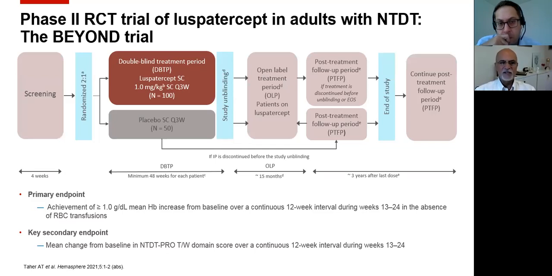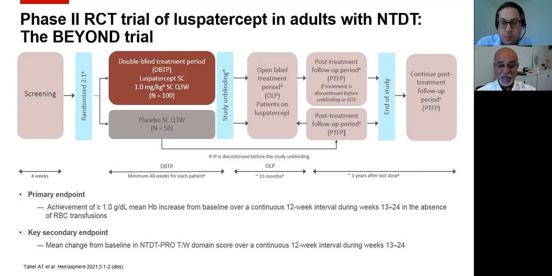But I will highlight here our phase 2 randomized clinical trial of luspatercept in adult patients with NTDT, the BEYOND trial. This was presented in the presidential symposium during the EHA 2021. After screening, these patients were randomized into a luspatercept arm, 1 milligram per kilogram subcutaneously every 3 weeks, versus the placebo arm. And then after year 1, it became an open label study.